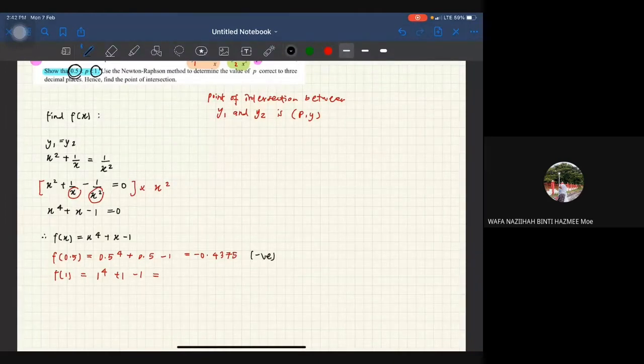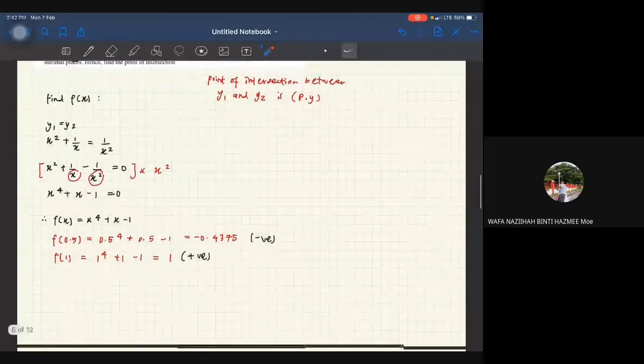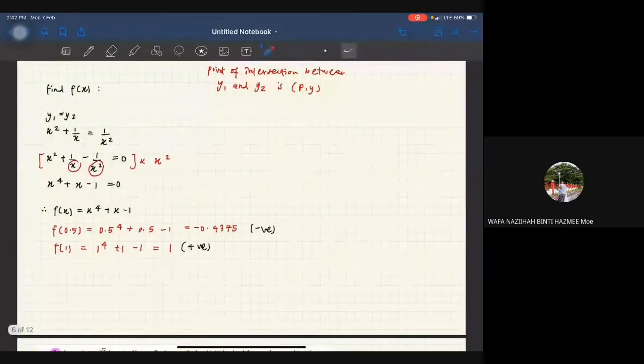Okay, so maksudnya yang bawah ni F1 dia mesti positif. Okay, so what is the value of F1? So awak dapat kat situ 1 plus 1 minus 1, 2 minus 1 is 1. So this is 1. Okay, so it is a positive number. Okay, so awak nampak dekat sini, one is negative, another one is positive. So there is a change of sign. Okay, so bila ada change of sign, meaning that you have proof that in between the interval 0.5 and 1, there is a root, there is an intersection point.